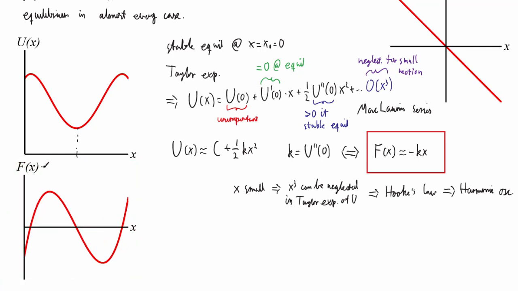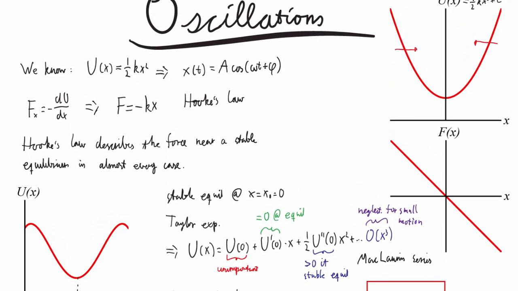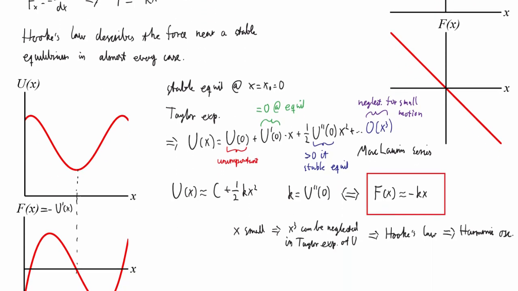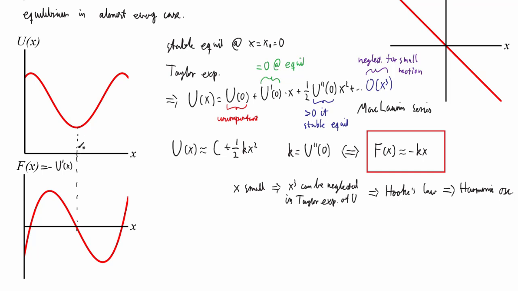So here's f of x, which is minus u prime of x. And we can see here that if we're close to the equilibrium point, then what we have is a straight line with a negative slope, just like what we had in the case of the perfect harmonic oscillator. So for small enough displacements around the equilibrium, what we have behaves like a harmonic oscillator, at least with a very good approximation. So that should motivate why we are interested in harmonic oscillators.